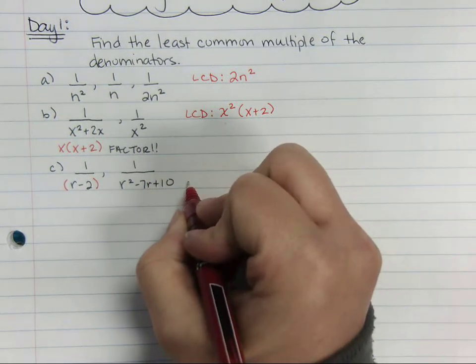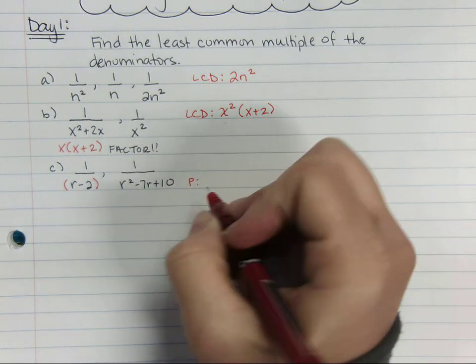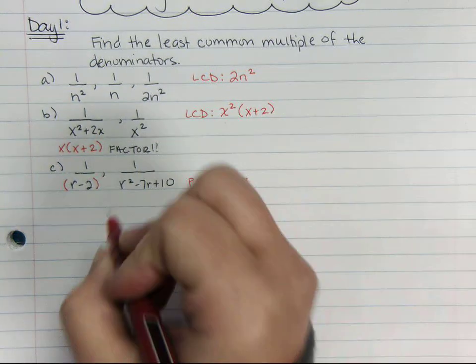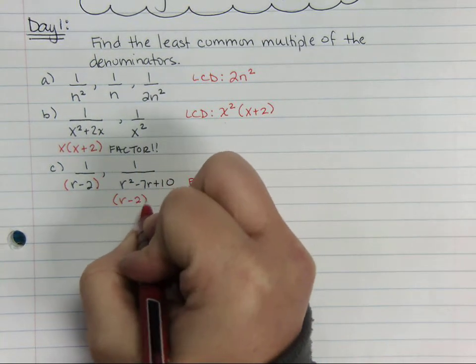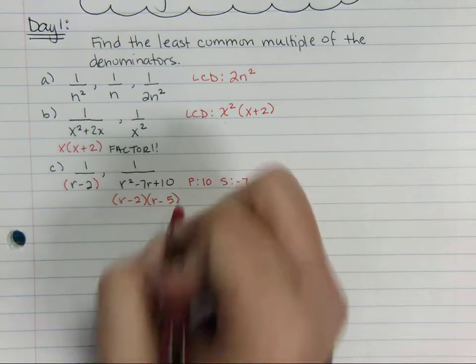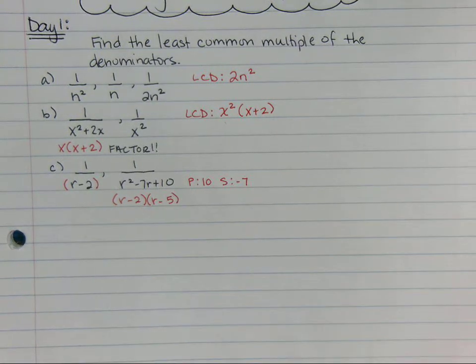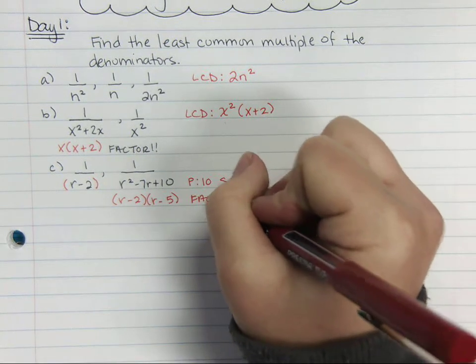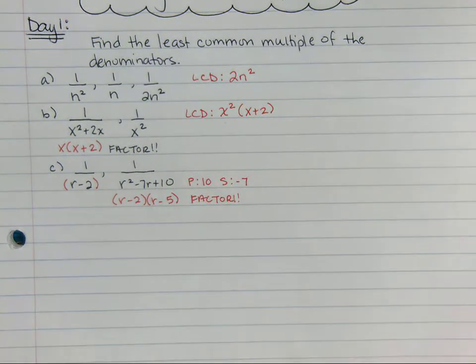And so if you think about it, you're looking for two numbers where the product is 10 and the sum is negative 7. You can use negative 2, negative 5. And so again, you got to factor this. However your skills are for factoring a 3-term denominator, you're going to have to do that. And so this one has binomial factors on both.